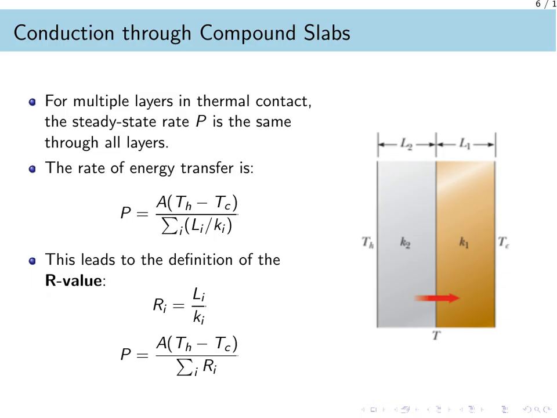When we deal with compound slabs made of multiple layers in thermal contact, the steady-state rate of energy transfer must be the same through every layer. This allows us to define the R value, which is the thickness of a material divided by its thermal conductivity. For a multi-layered system, the power equals the area times the temperature difference, divided by the sum of the individual R values for each layer. The figure illustrates two materials with different conductivities and thicknesses, where the energy flow remains constant as it passes through the interface temperature denoted as T.